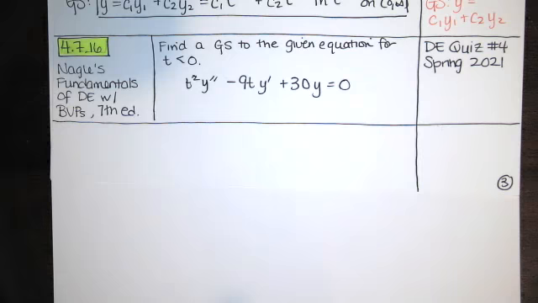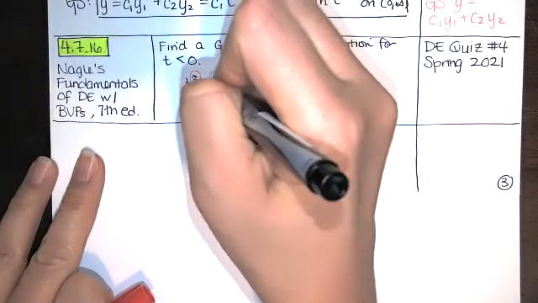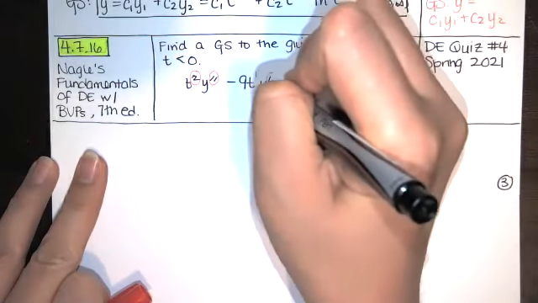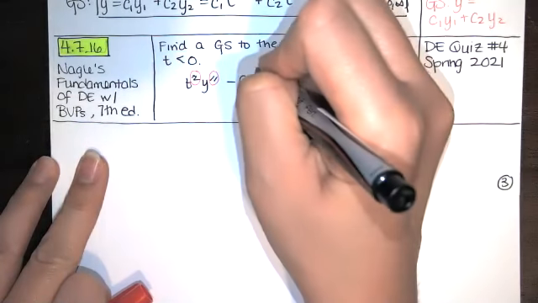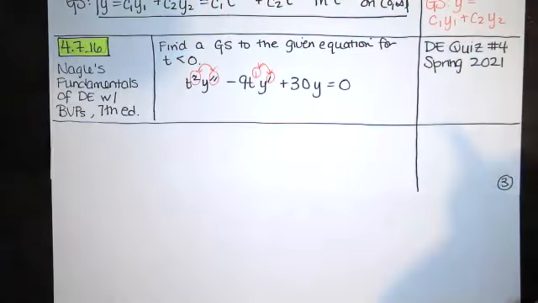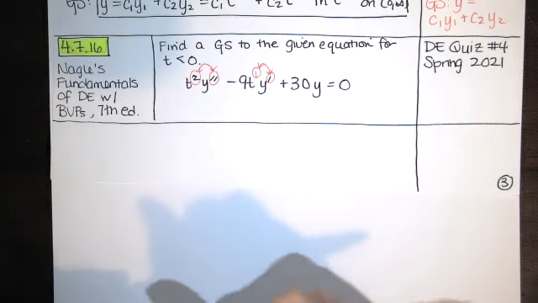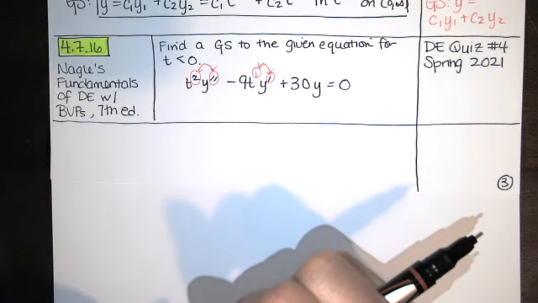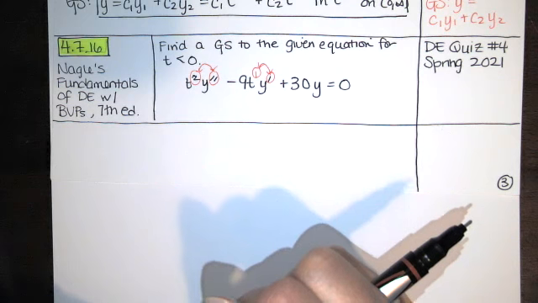Now, I'd like you to notice that the power of t and the order of the derivative multiplying it are the same. We've got a t squared and a y double prime, a t to the first and a y prime, and there are no t's here and a 0th derivative. So that makes this a Cauchy Euler differential equation, and it's homogeneous, and it's second order.